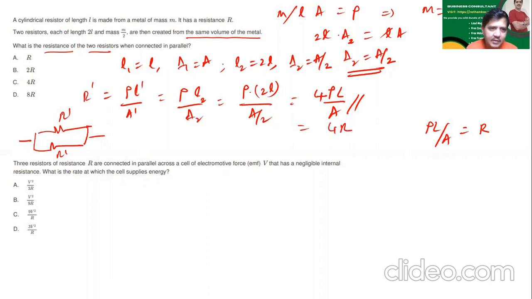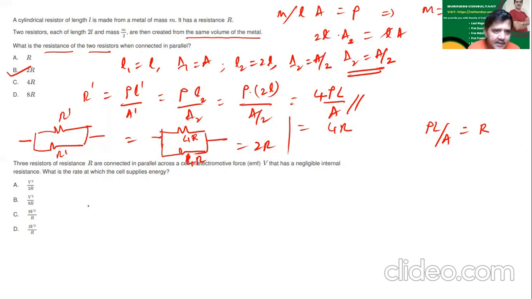So thus, now instead of saying two resistances R dash and R dash parallel, now this can be said as 4R and 4R parallel to each other, which should be equal to 2R. So thus the answer here is B.